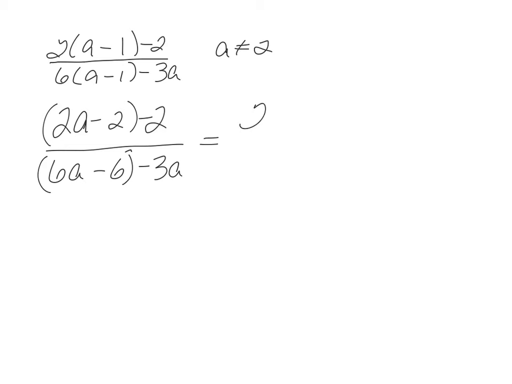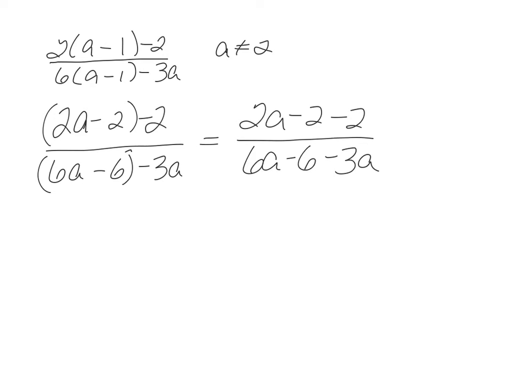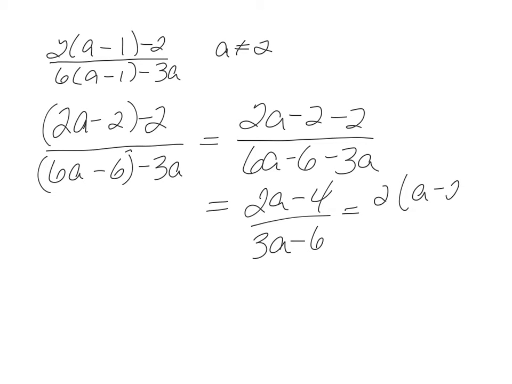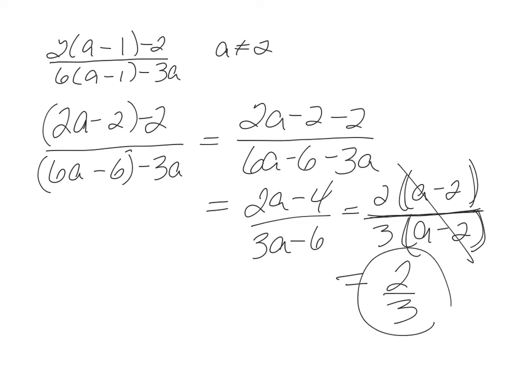Let's keep going. 2a minus 2 minus 2. Let's see, 2a minus 4, 3a minus 6. Let's factor what we can out. Let's see, 3. Awesome. Okay, I have this in parentheses and this in parentheses and no more addition or subtraction in the numerator or denominator, so I'm allowed to cancel those out. Cool, I just simplified it to lowest terms.